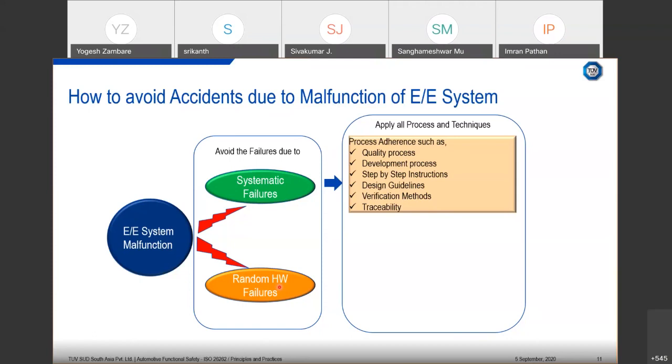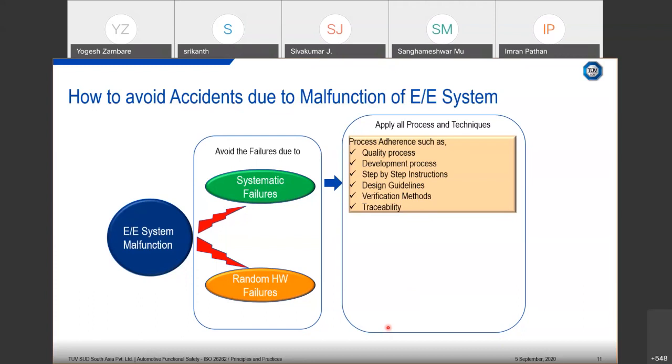Example, it may be the failure within the processor or within your memory chips, or maybe resistor, capacitor, and so on. It is also like with respect to the various failure modes, I can say, for example, resistor open, short, and drift, and so on. That kind of failure can happen. So we cannot eliminate the random hardware failures completely, but they can be detected and mitigated in the design, so that the remaining risk can be tolerable as per the target given in the standard.